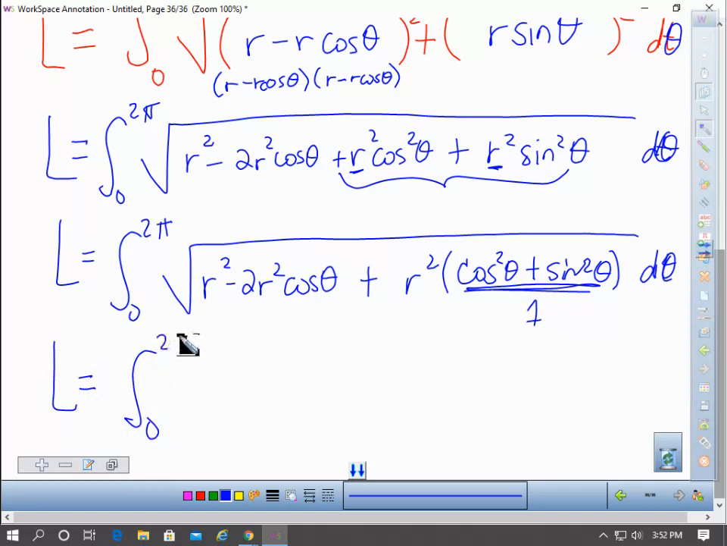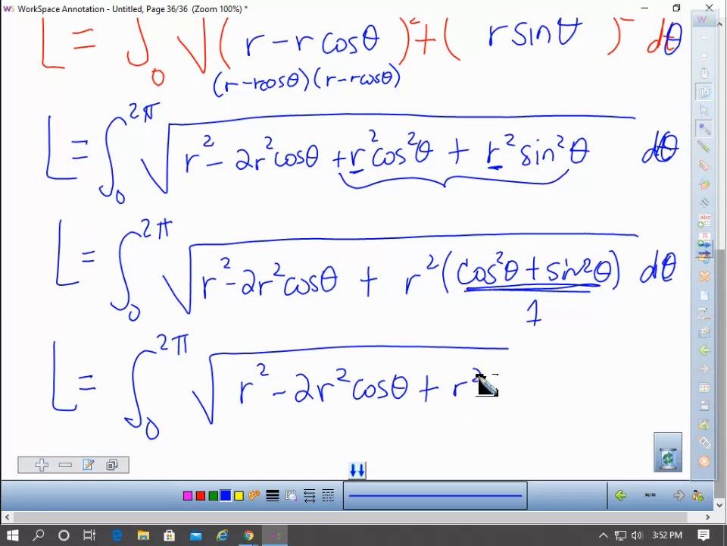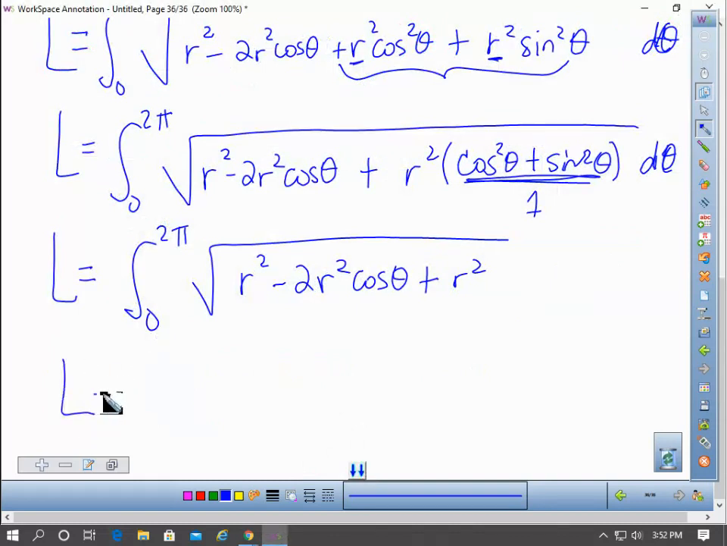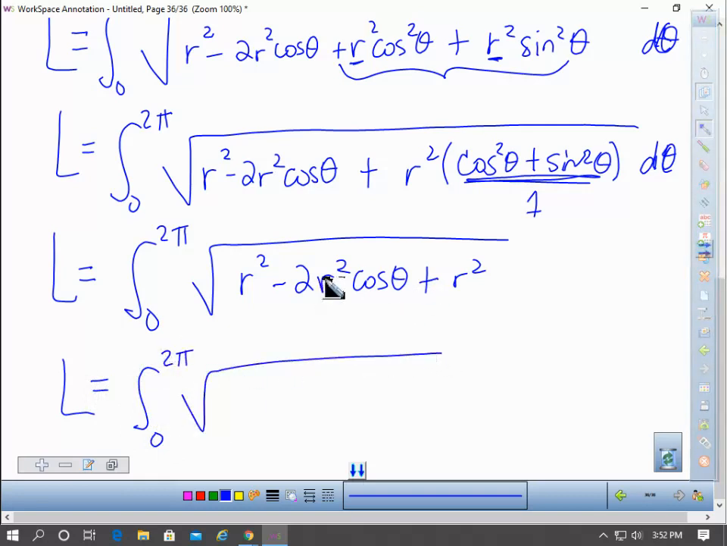So now we have 0 to 2 pi. Inside here we have r squared minus 2r squared cosine plus an r squared. So now, when I add my like terms together, I've got the square root of 2r squared, because we're adding r squared with this r squared, minus 2r squared cosine.